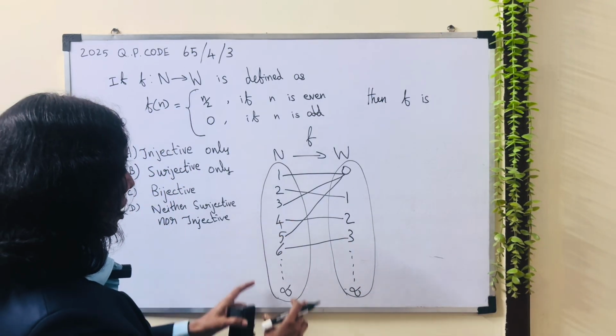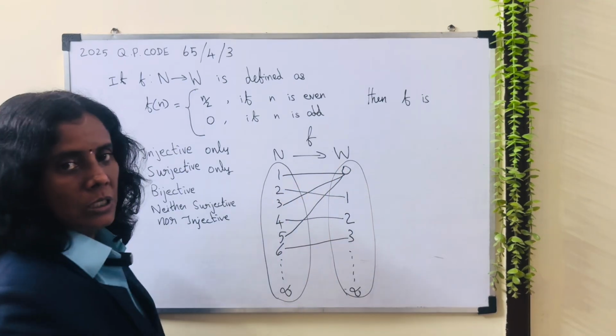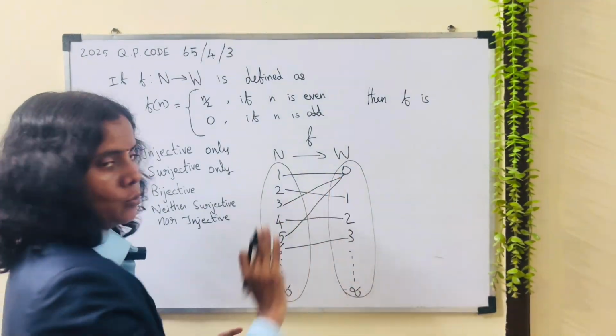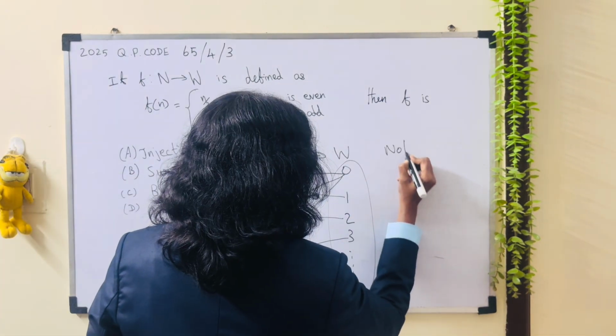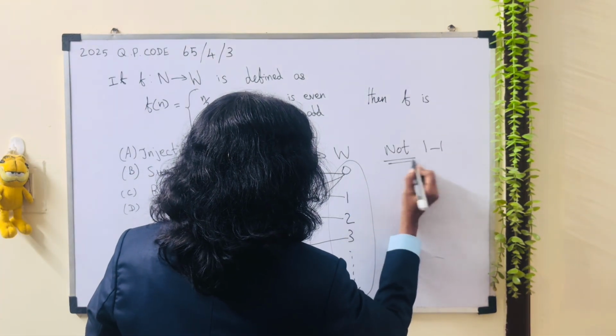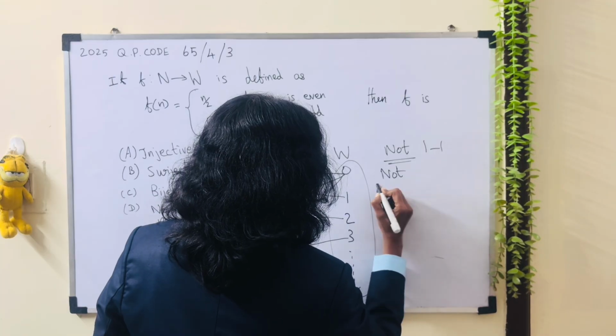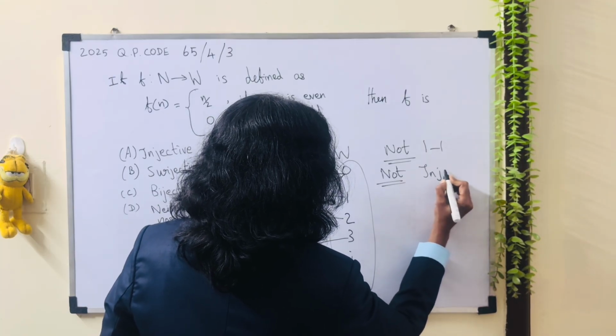Here all odd numbers go to 0. That is many to 1. This map is not 1 to 1. That means it is not injective.